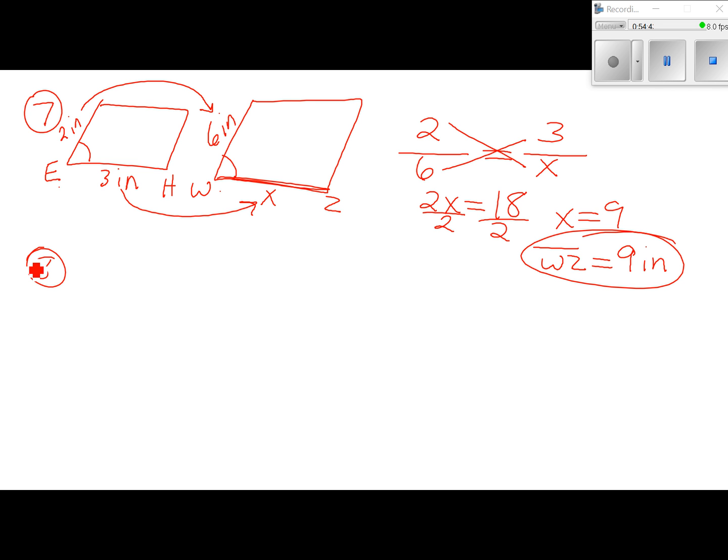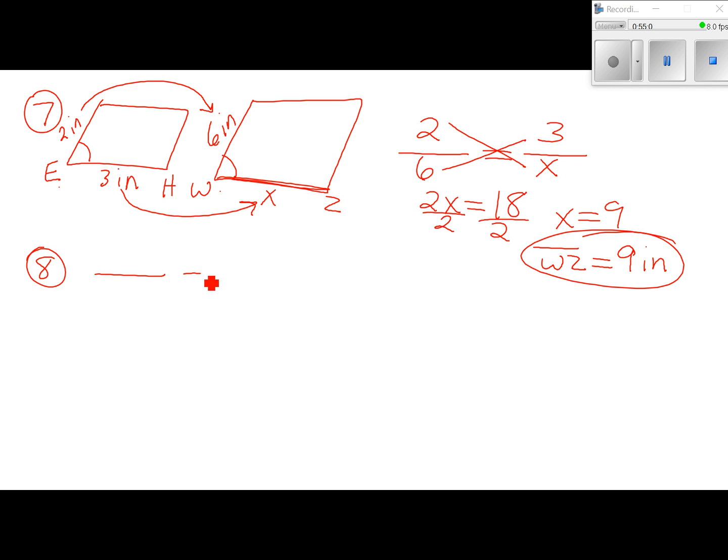Number 8 says Lance the alien is 5 feet tall, his shadow is 8 feet long. At the same time of day, a tree's shadow is 32 feet long. What's the height of the tree? So they give you the picture there. I'm not going to draw the picture because I'm not going to be able to draw Lance the alien very well anyway.